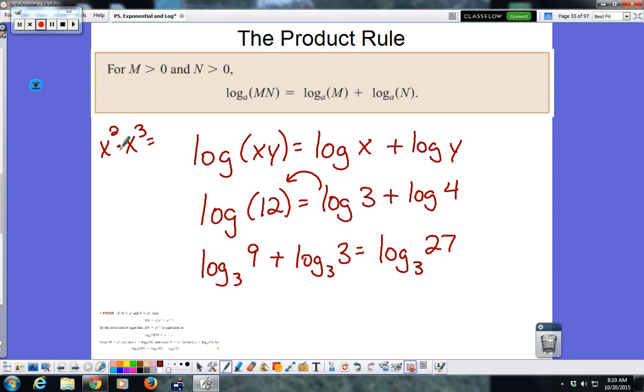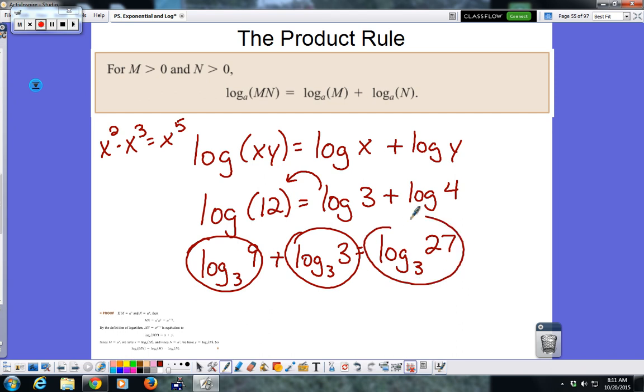To multiply two exponents, you add. You see the connection. It's the same thing. To add two logarithms together, you multiply the arguments, is what I call them. Now, to prove it: log base 3 of 9 is 2. Log base 3 of 3, 3 to what power is 3, is 1. This is 2 plus 1, which is 3.